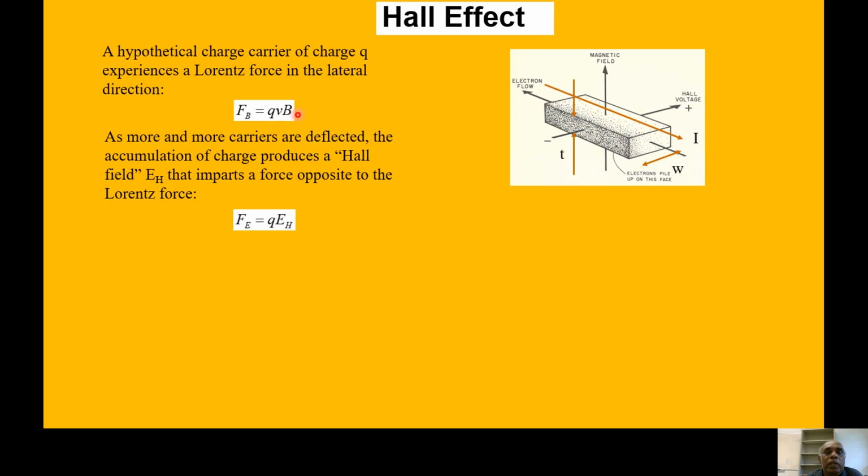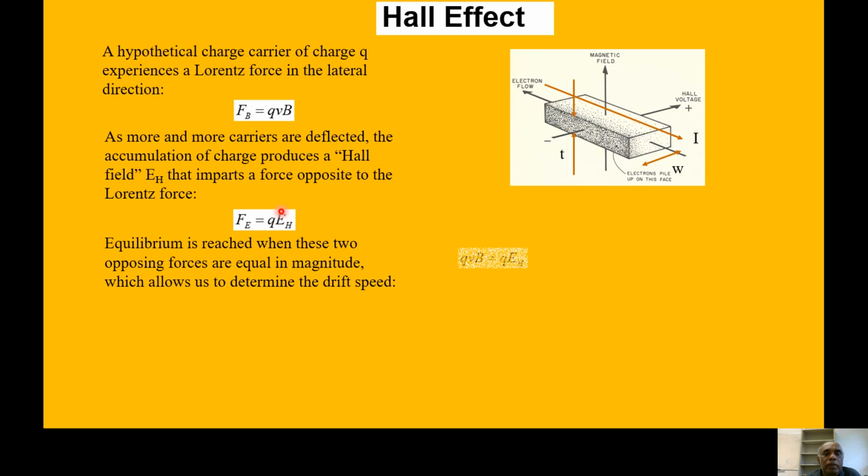We know at equilibrium these two forces are equal. Then I can write QvB equals Q times E_H. From here we can see Q and Q cancel. Then you can calculate your v, that is given by E_H over B. This v we call the drift velocity or drift speed.